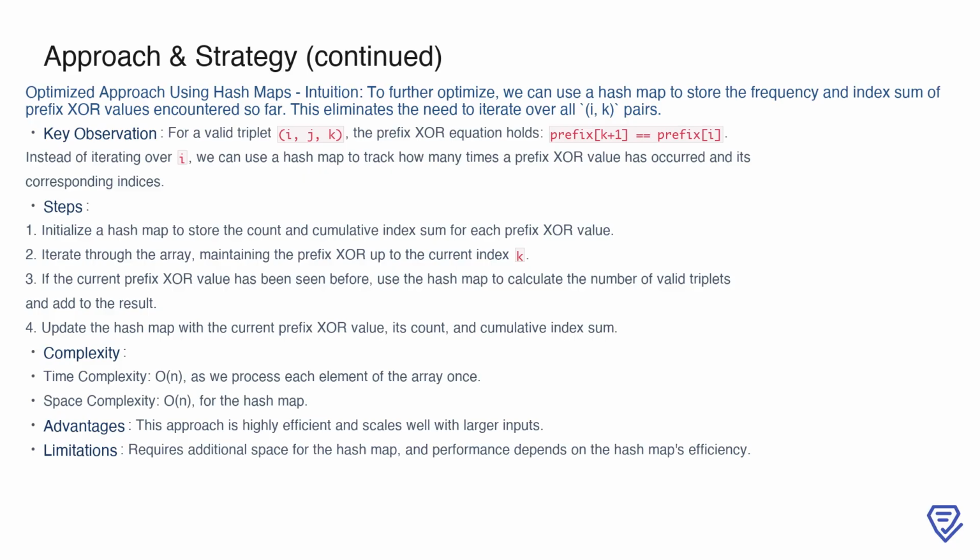As we iterate through the array, we maintain the prefix XOR up to the current index k. If the current prefix XOR value exists in the hash map, we use the stored information to calculate the number of valid triplets and update the result. After processing each index, we update the hash map with the current prefix XOR value, its count, and its cumulative index sum. This reduces the time complexity to O(n), as we only process each element once. While this approach requires additional space for the hash map, it is highly efficient and scales well with larger inputs, making it ideal for this problem.